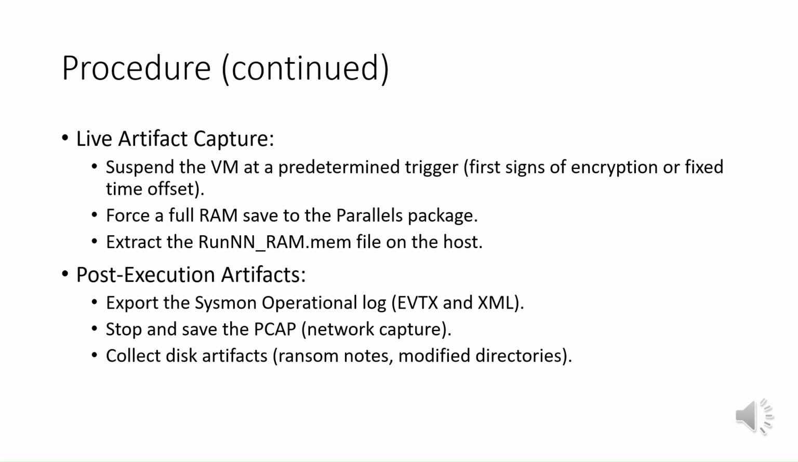While the ransomware was running, we watched for the first signs of encryption or suspicious activity. At a specific trigger point, we suspended the virtual machine and saved a complete snapshot of its memory. That memory file was later pulled from the Parallels package for analysis. After that, we exported the Sysmon logs, stopped the network capture, and collected disk evidence like ransom notes in folders that had been modified. By the end, we had a detailed set of data showing exactly what the ransomware did at every step along the way.